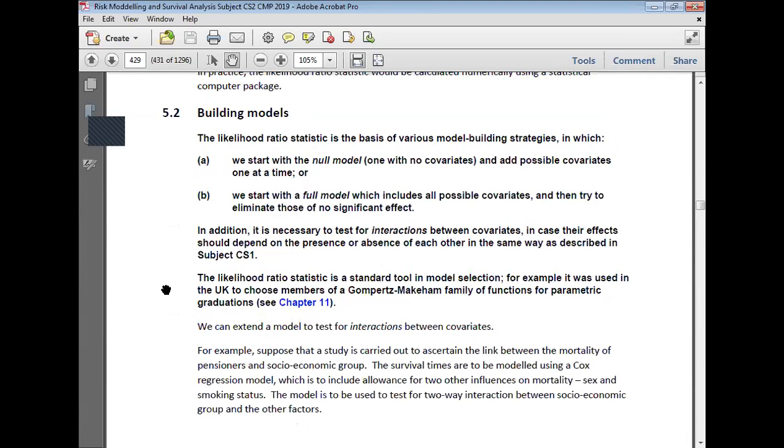now prepare the whole model, right? You will have to build the whole model. So there are two different ways in which you can build the model using this criteria. One is, you start with nothing. You say that none of these covariates impact the force of mortality. And then you can try to add more and more covariates and check the significance of each of them. And if it is significant, you add them. If it is not, you ignore that covariate. So that is one method that you can do.